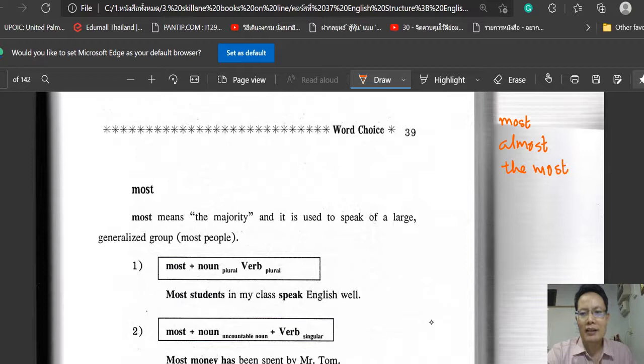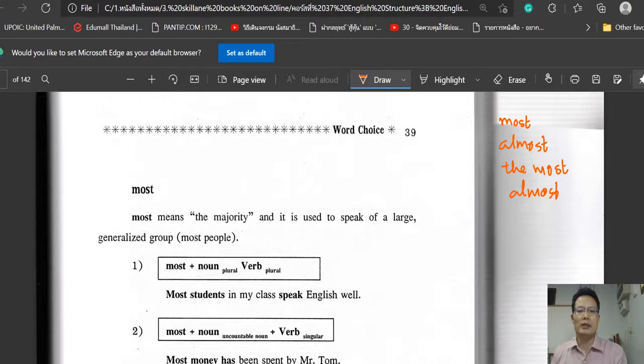And the fourth one is almost, not mostly, almost. Almost. Which are used differently. Most, almost, the most are different when we use them. So how can we use all of them?